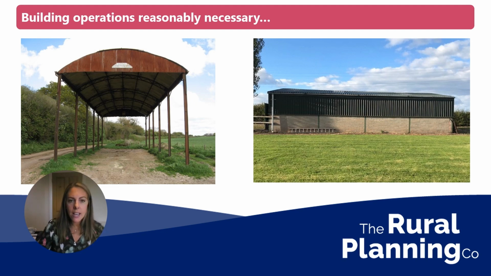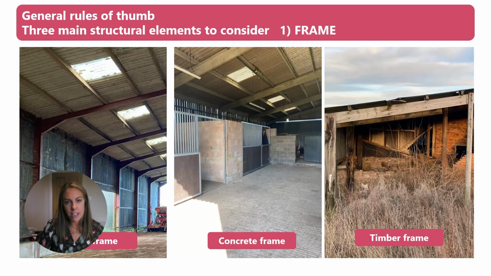Now, there are three elements really when we're talking about the building operations. The first thing to consider is the frame, and these are my rules of thumb for you. If it's a steel frame like on the left, that's generally a good thing. Steel obviously has a long lifespan. It's built for and capable of taking large loads, and generally doesn't corrode.